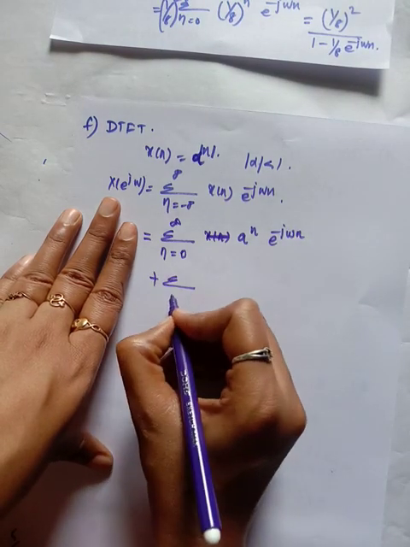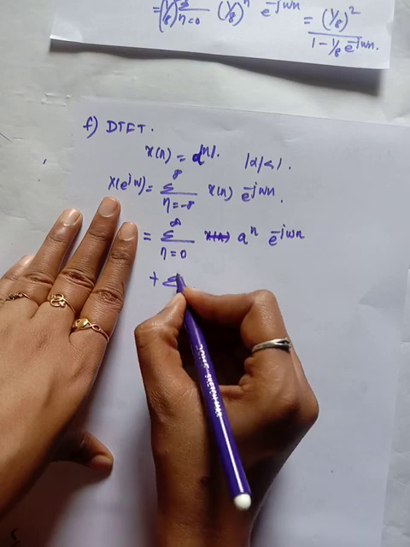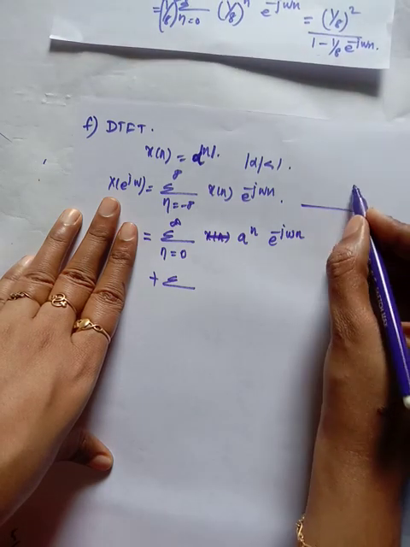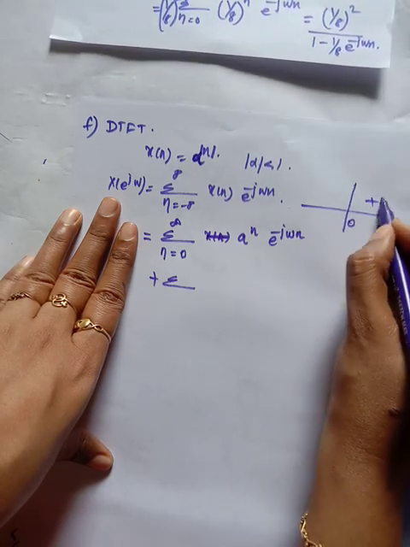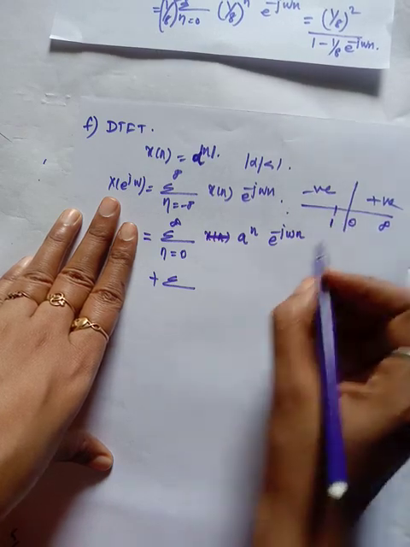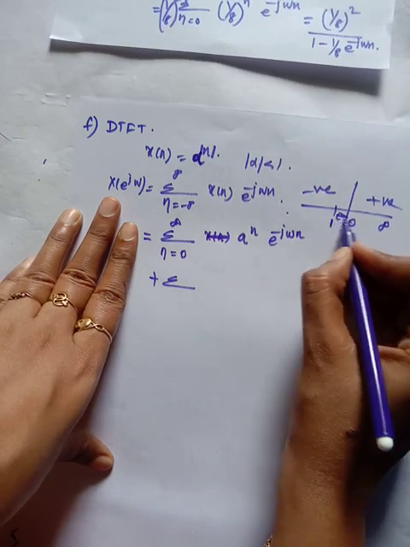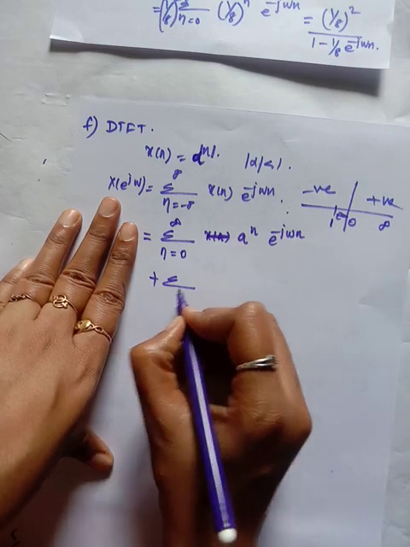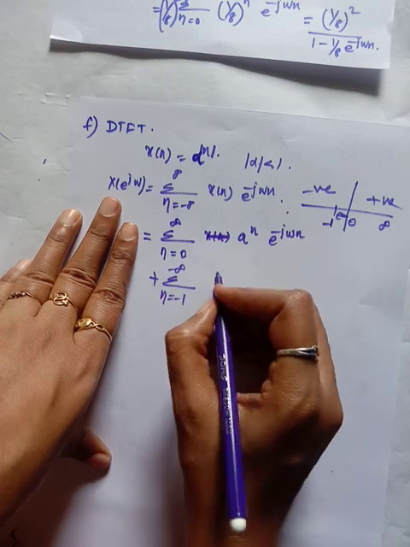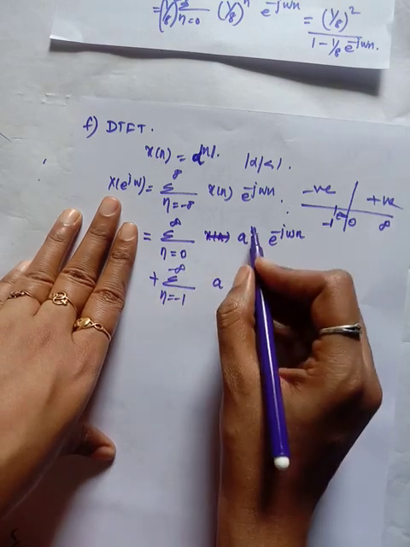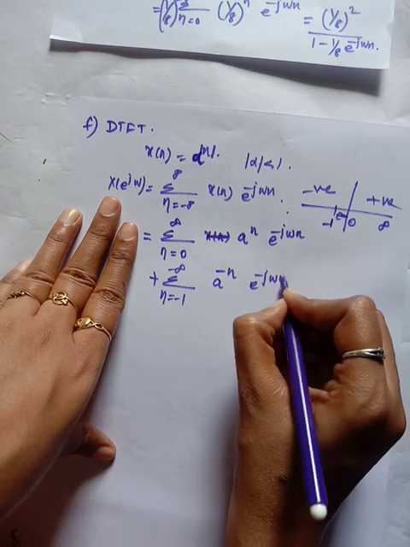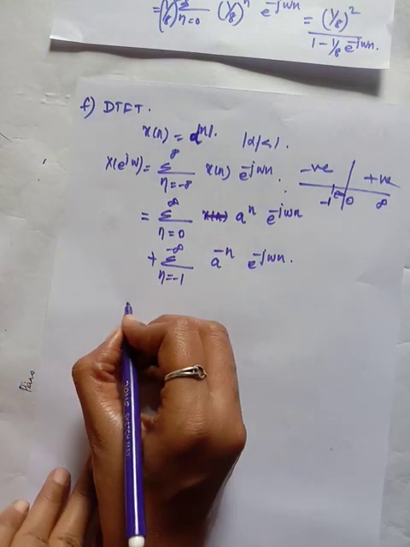I have e power minus j omega n according to the formula, plus a summation. Here we cannot write 0 to minus infinity, because that is the negative side. 0 to infinity is the positive side. Here I am going to consider the negative side. The next value is from 1, because it is discrete; we do not have a value between 0 and 1. So here I take minus 1, so n is equal to minus 1 to minus infinity. Here n is a negative value, so a power minus n, e power minus j omega n. Now we have to apply the same formula.